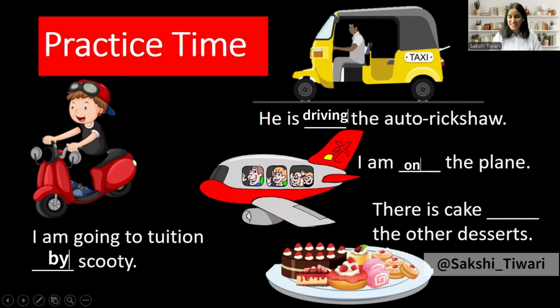The last one is: there is cake dash the other desserts. So the cake is kept in the middle of the other desserts. In Hindi, the word for both between and among is the same, but here we use either between or among? So here the answer is among, right? Because there are so many desserts around. Great. I hope you were able to understand these common mistakes that we make.